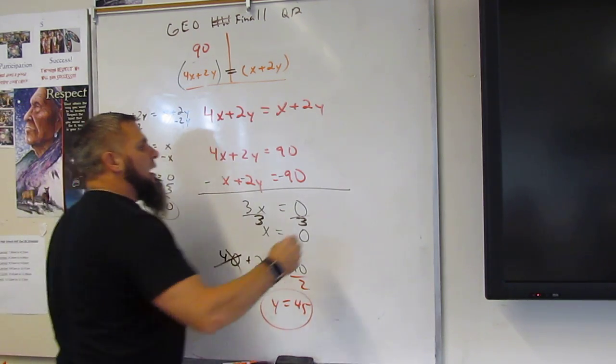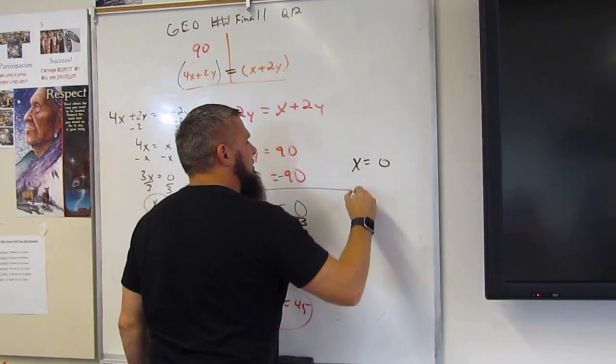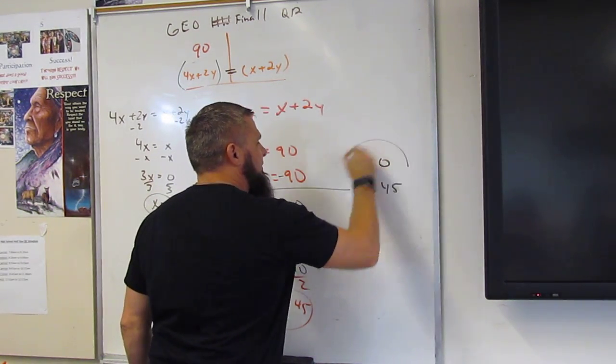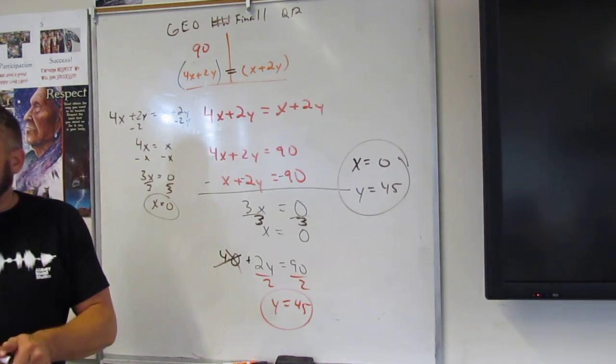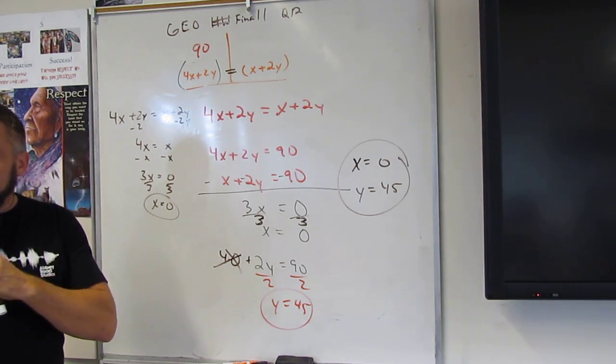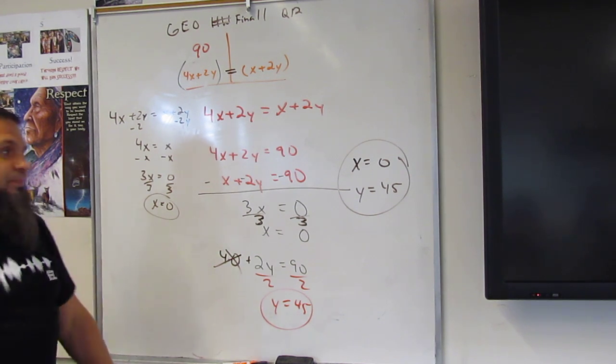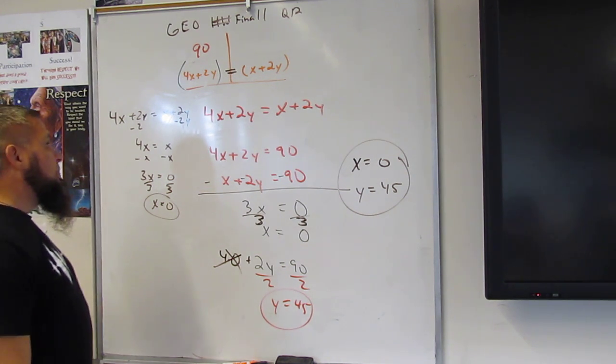And so I know that when x is equal to 0 and y is equal to 45, these equations will work for two perpendicular lines. Okay? And that's problem number 12.